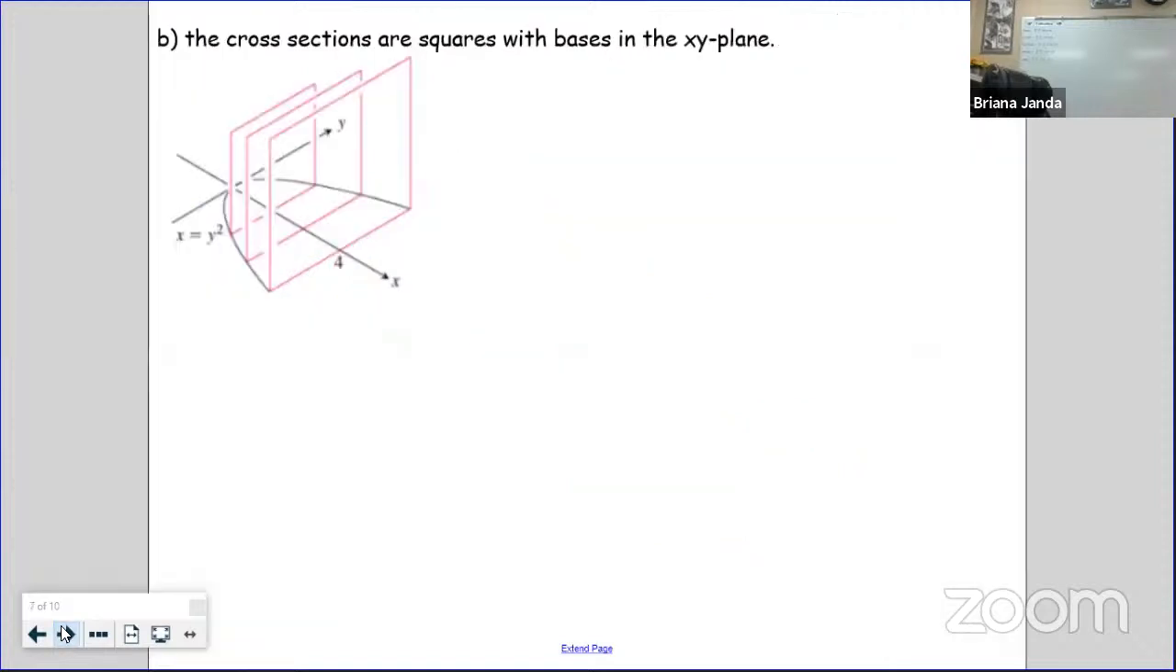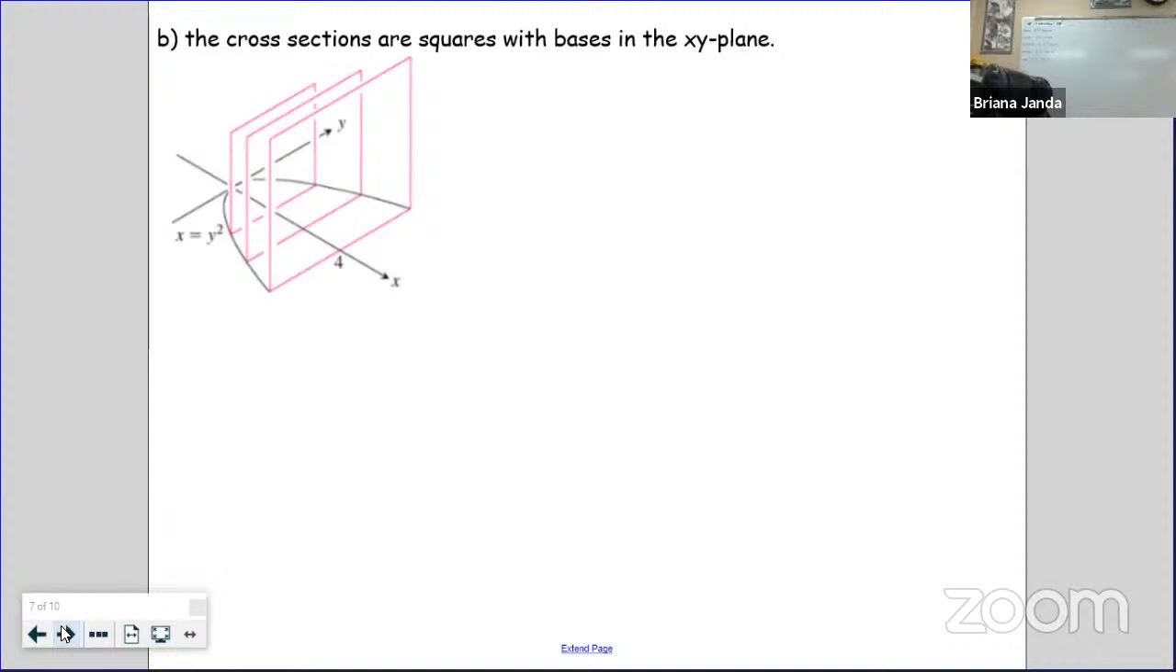So like I said, we're going to stick with this same situation. This picture is okay. Same exact equation, x equals y squared, or y equals the square root of x and negative square root of x. This time we're going to look at the cross sections being squares with the base in the xy plane. So again, we want to zoom in on our cross section and what we need to know about that.